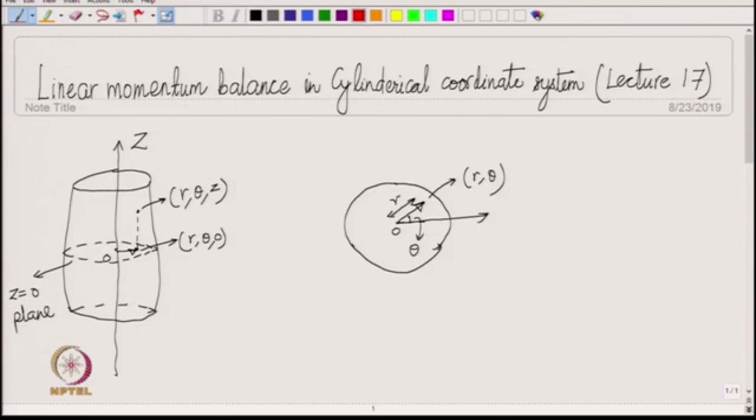And what are the directions? There is one, E r, radially outward, and another is E theta, in the direction of increasing theta. When you increase theta, the direction that you get is this. So, that is your E theta. So, we have E r, E theta, and E z, which is coming out of the plane. The basis for the cylindrical coordinate system is E r, E theta, and E z. They are the basis vectors.